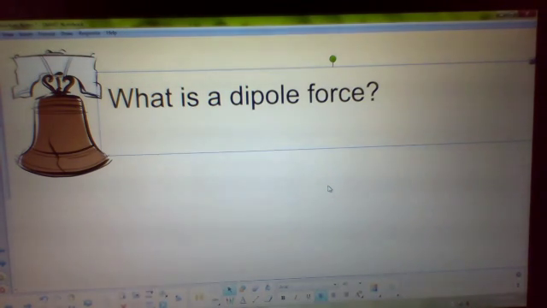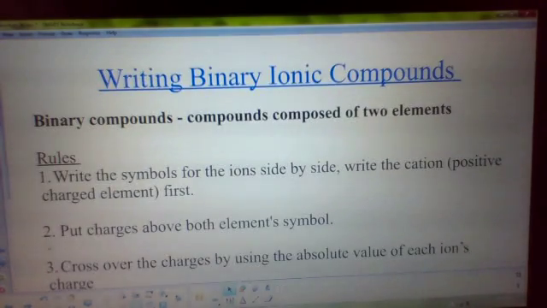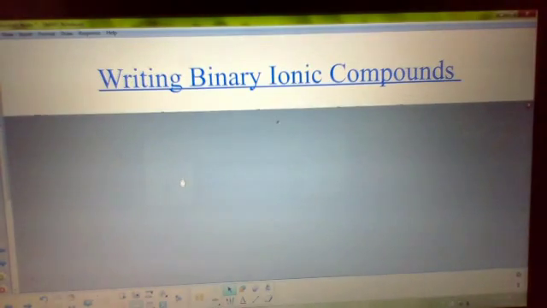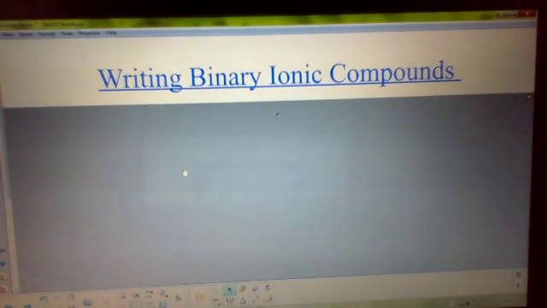But today we're going to go on to something else. We're going on to something very specific to chemistry, and that is going to deal with actually writing out compounds and molecular naming. So right now, let's pause this so you guys can get your notes out, and we can start doing this.